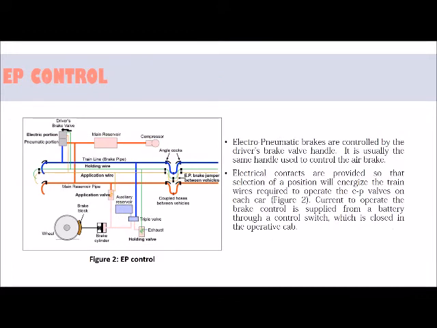Okay, next we move to electro-pneumatic control. Electro-pneumatic brakes are controlled by the driver's brake valve handle. It is usually the same handle used to control the air brake. Electric contacts are provided so that selection of a position will energize the train wire required to operate the EP valve on each car, as shown in figure 2. Current to operate the brake control is supplied from the battery through the control switch, which is closed in the operating cab.